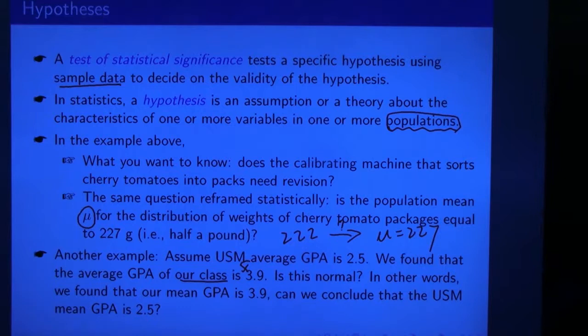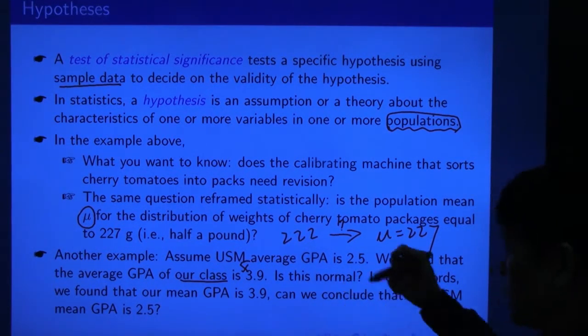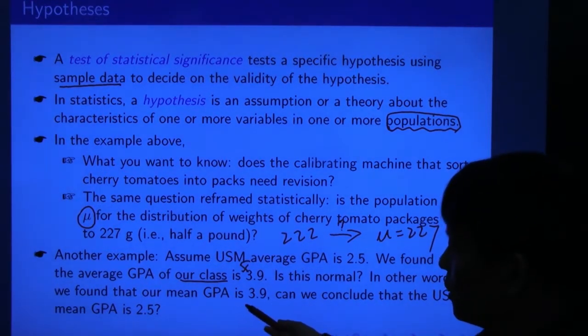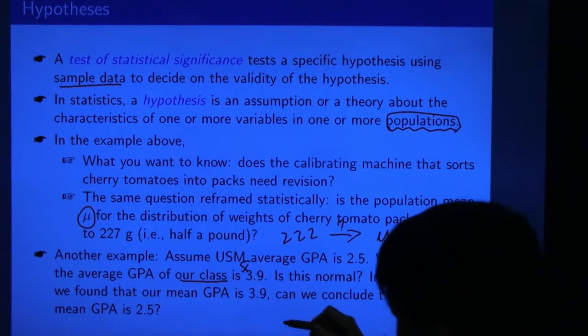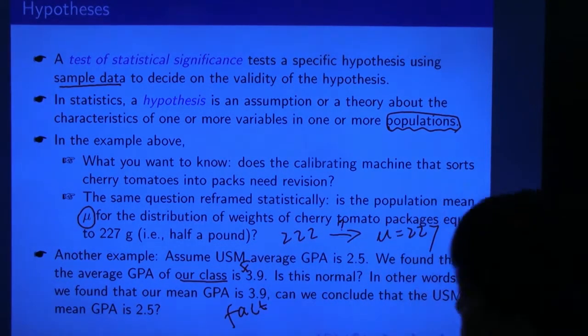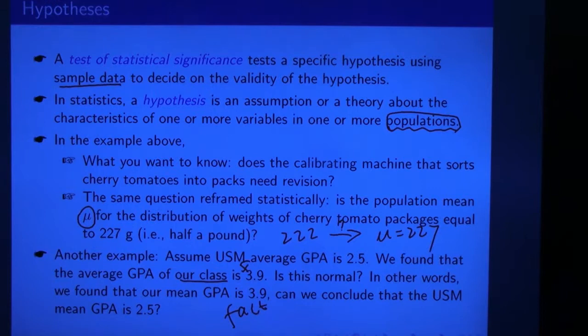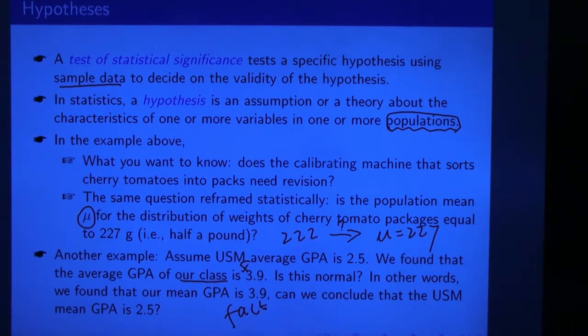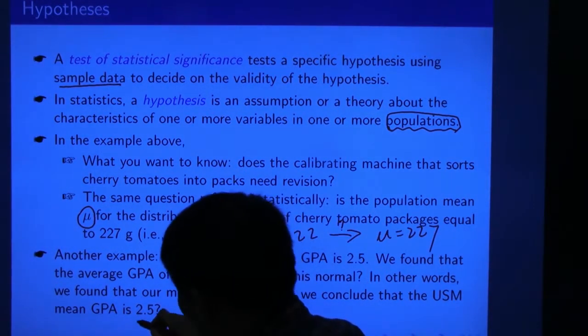So is this normal? We can ask the same question in another way. We found that our mean equals 3.9, and this is a fact. We take the sample, then we measure it, and we calculate the mean equals 3.9. This is a fact. Can we conclude that the USM GPA equals 2.5?